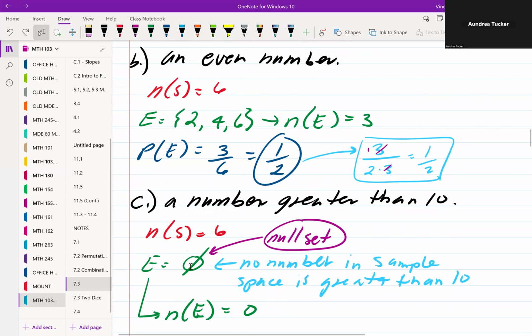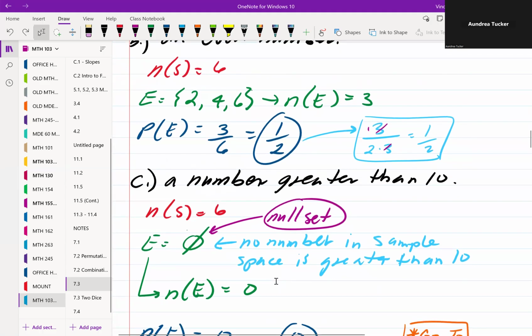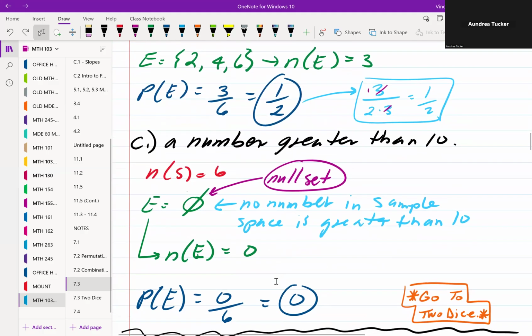And a circle with a slash through it is considered the null set. So if you see that symbol, that's what it represents. And so, like I said, no number in the sample space is greater than 10. So that would be the null set, which represents 0 for the number of outcomes in that event. And then place 0 over 6. The probability of getting a number that's greater than 10 is 0.